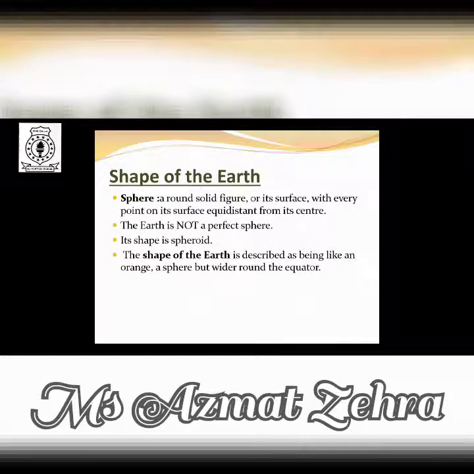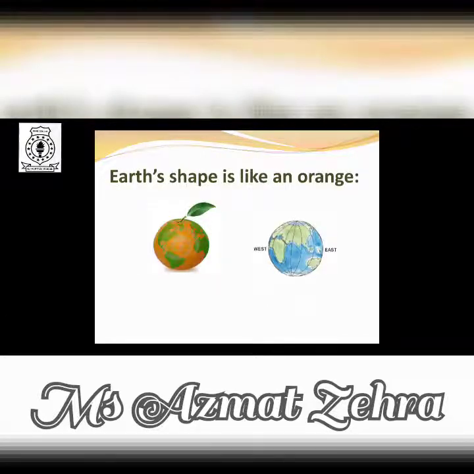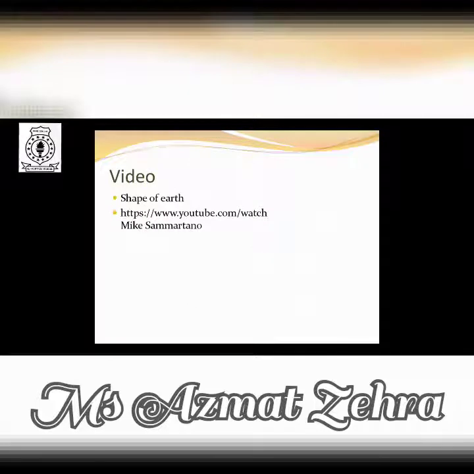A ball is a sphere. You can observe a ball. Ball is a sphere. But an orange does not have a sphere shape, it is spheroid. So earth is just like an orange, and the shape of the earth is spheroid. You can see in the picture as well as the orange, the earth is just like an orange. Now you can watch this video for more clarification.